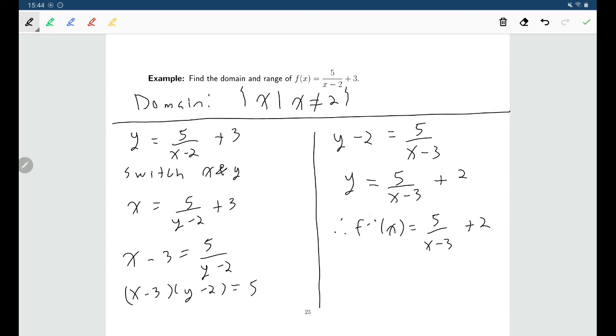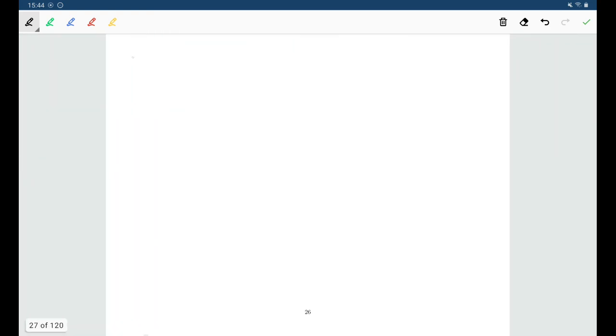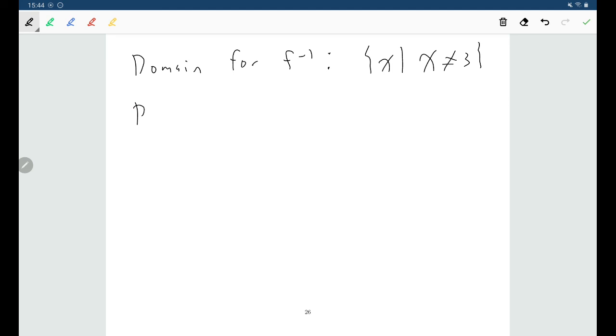Now, if we're looking at f inverse, it's easy enough for us to find the domain because we're looking at what values of x we can put in here, and it's pretty clear that any value of x except for 3 will be fine. So I'll say here that the domain for f inverse should be all the x values except for 3. And so that means that my range for f should be the same. It should be all the y values except for 3.